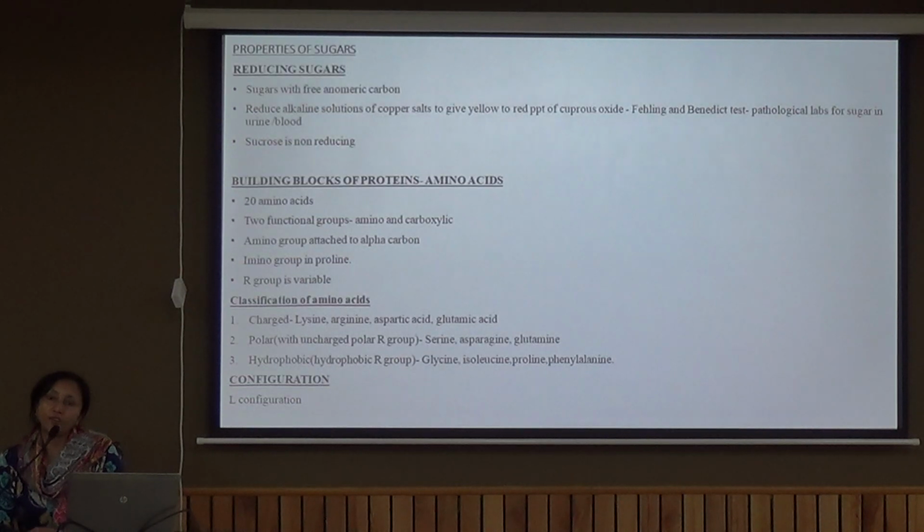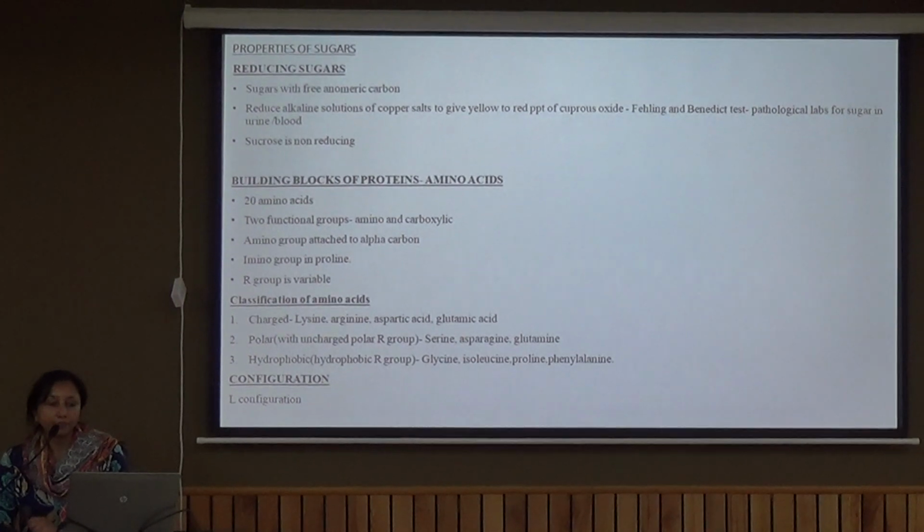What are the properties of sugars? The carbohydrates, reducing sugars. The sugars which are having free anomeric carbon are known as reducing sugars. There is a test for them. They reduce the alkaline solutions of copper salts to give yellow to red precipitate of cuprous oxide. So, Fehling and Benedict tests are performed, and these are the pathological lab tests for sugar in the urine and the blood.